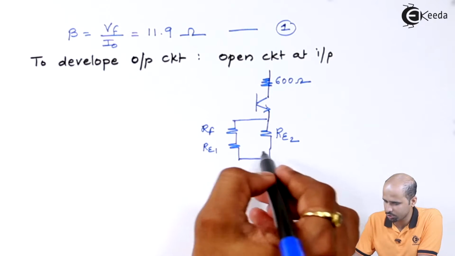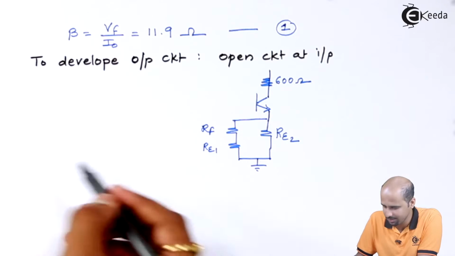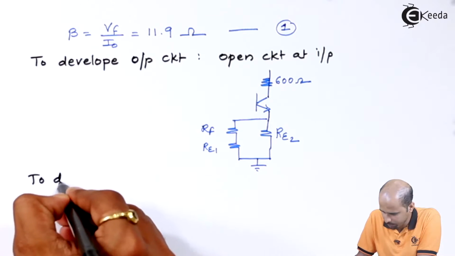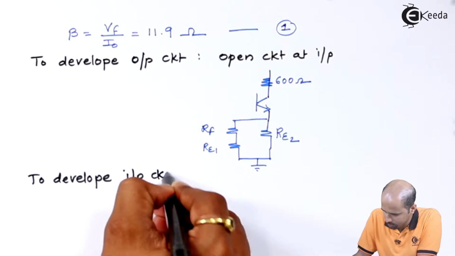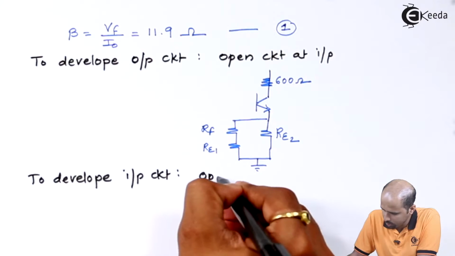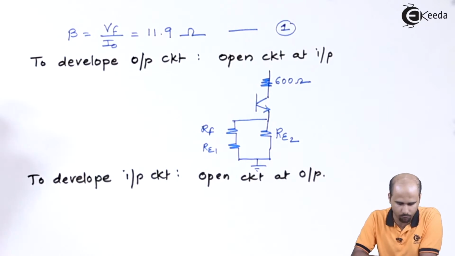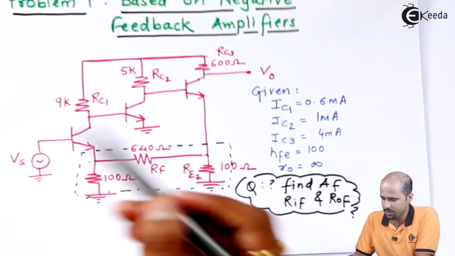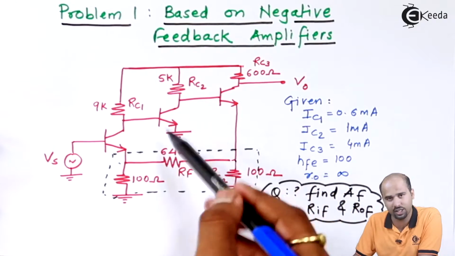Okay, so this is to develop the output side. To develop the input side, what we'll have to do? We'll have to open again at the output side. So to develop the input circuit, open circuit at the output. So if we say open circuit at the output, don't connect that feedback to your main circuit at the output side.